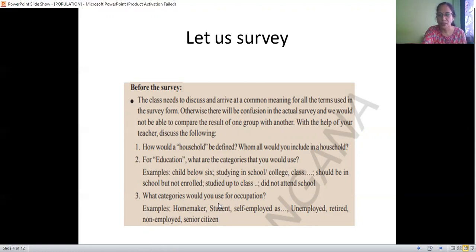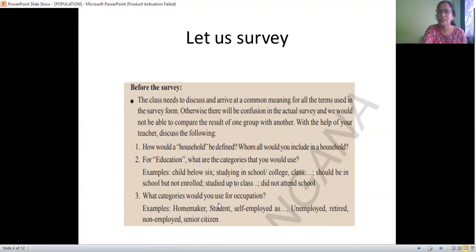Then the students must understand about education. What are the categories they would use for education? Example, child below 6 years. Is he studying in the school? And if not, then what is the reason? Why did he not enroll his name in the school? Why did he not attend the school?